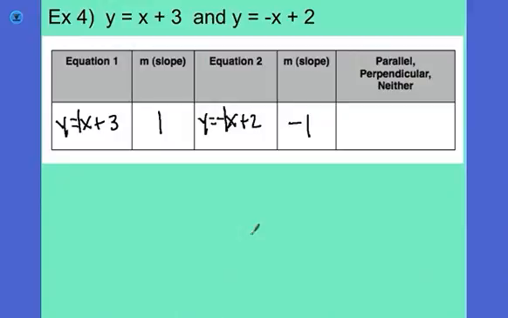For them to be perpendicular, they have to be negative reciprocals. So think about 1 as a fraction. If I were to write 1 as a fraction, it would just be 1 over 1. If I were to write negative 1 as a fraction, it would be negative 1 over positive 1. These two appear to be negative reciprocals because they have different signs, but they are flipped versions of each other. So that means that these two lines must be perpendicular.